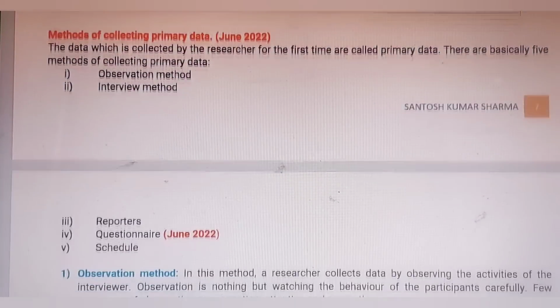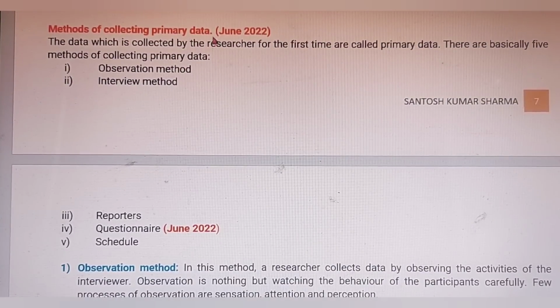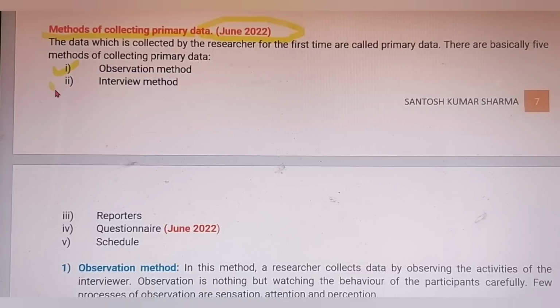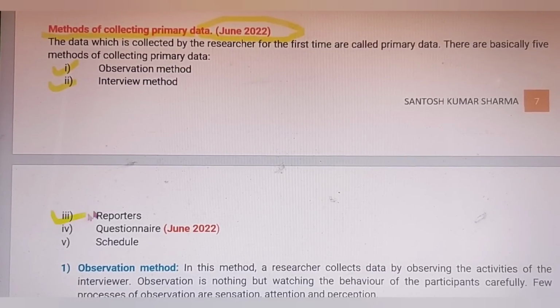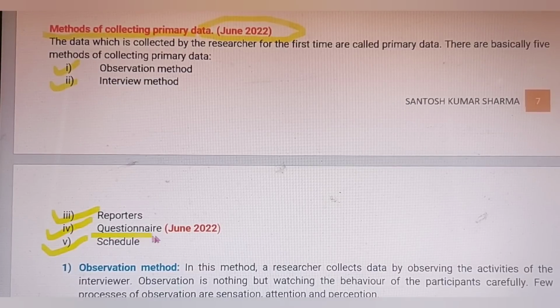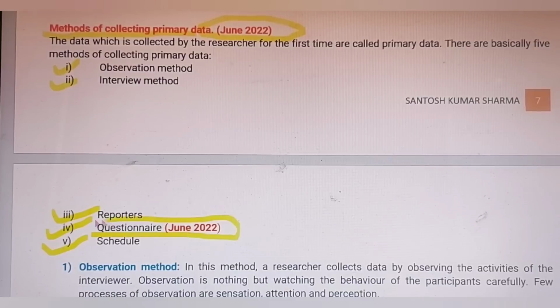Okay, the next question also came in the June 2022 examination. There were a lot of questions that came from my study materials in June 2022, and this is methods of collecting primary data. Basically we use 5 methods: observation method, interview method, reports, questionnaire, and schedule. And on questionnaire, you again got one separate question as short notes in June 2022.